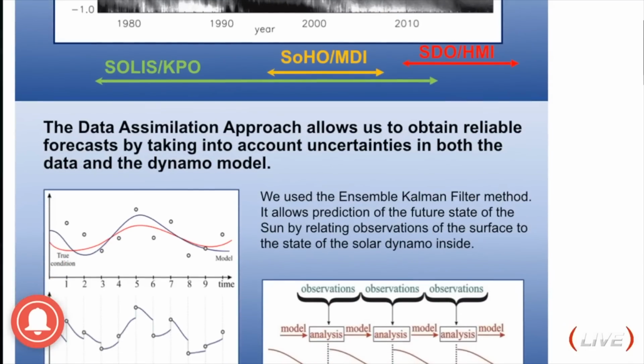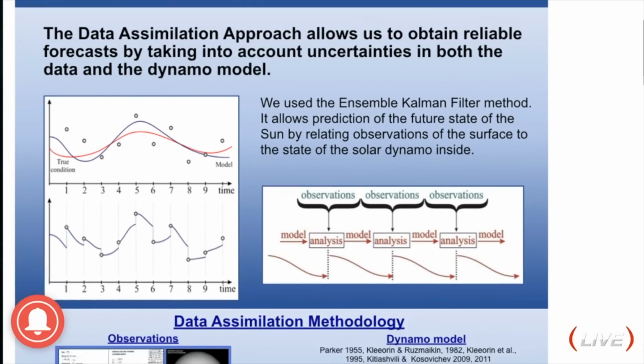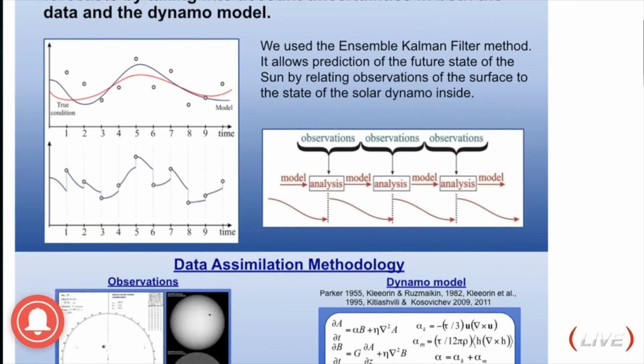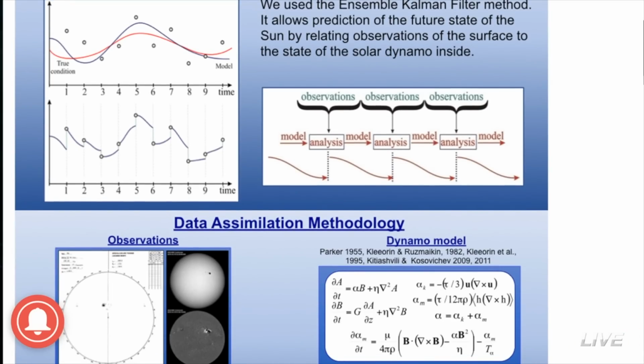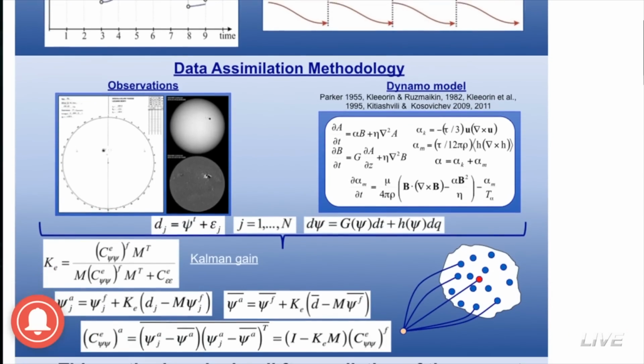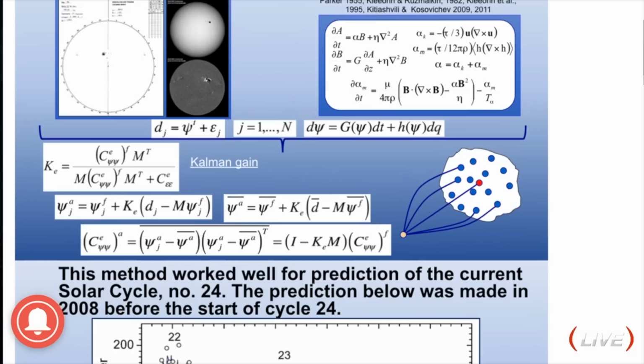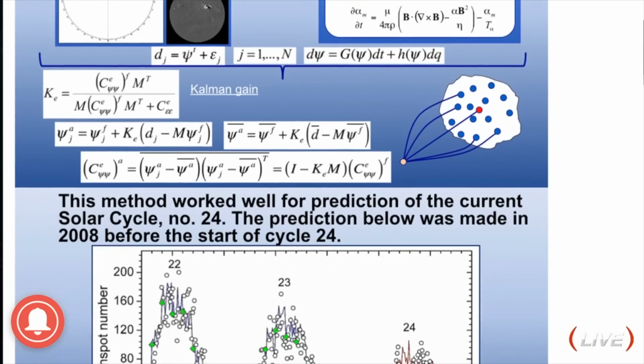Data assimilation approach allows us to obtain reliable forecasts by taking into account uncertainties in both data and dynamo model. We use the Ensemble-Kalman filter method. It allows prediction of the future state of the sun by relating observations of the surface to the state of the solar dynamo inside. And here we got a bunch of NASA math for all you people out there that love this stuff. I'm not even going to pretend to recite this problem.